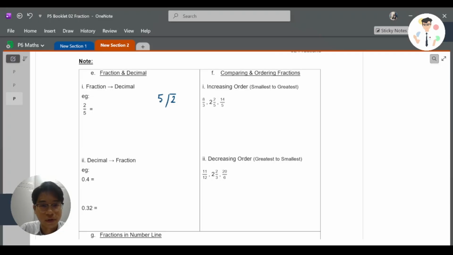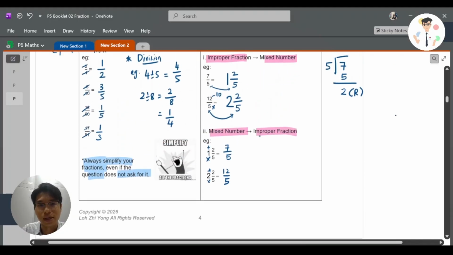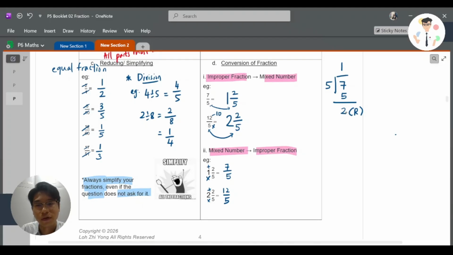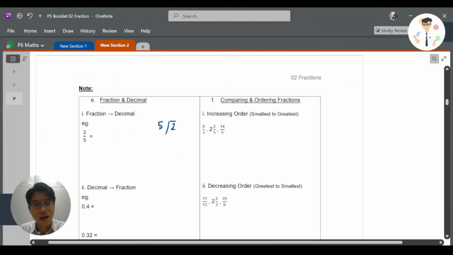2 divided by 5. Again, we know that it's the same thing, right? 2 divided by 5 is 2 over 5. Now, what is the difference is that what's happening here is I will stop here when I find the remainder. I will stop here when I find the remainder. But in this case, I will divide until we complete.